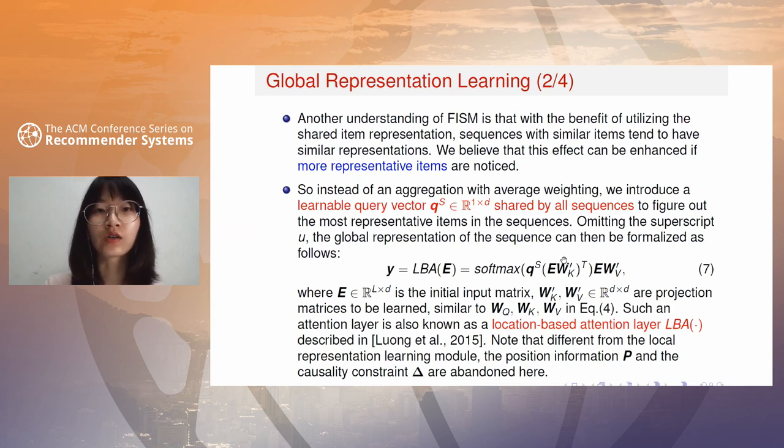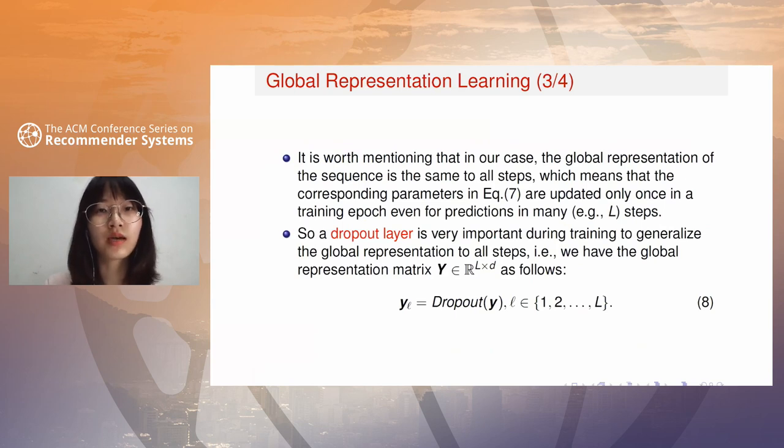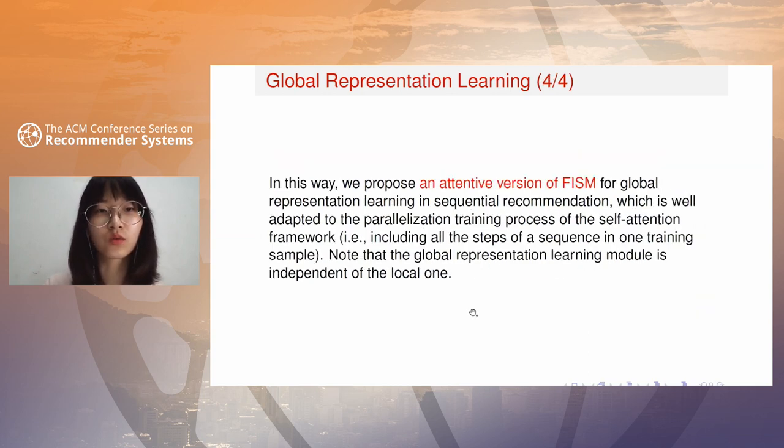So instead of an aggregation with average weighting, we introduce a learnable query vector shared by all sequences to obtain our global representation learning module as the location-based attention layer, as shown here. Note that different from the local representation learning module, the position information and the causality constraint are abandoned here. It's also worth mentioning that in our global representation learning module, a dropout layer is very important during training to generalize the global representation to all steps. In this way, we propose an alternative version of FISM for global representation learning in sequential recommendation.